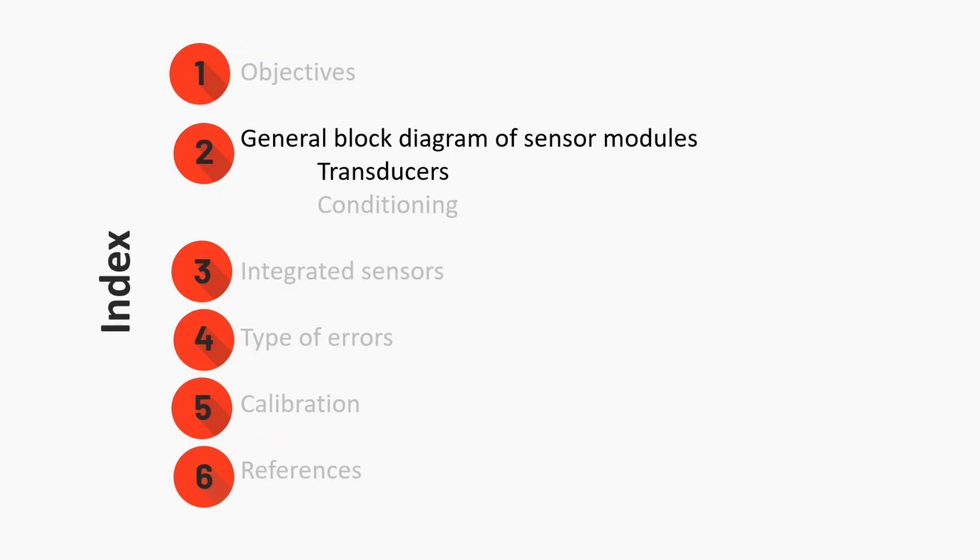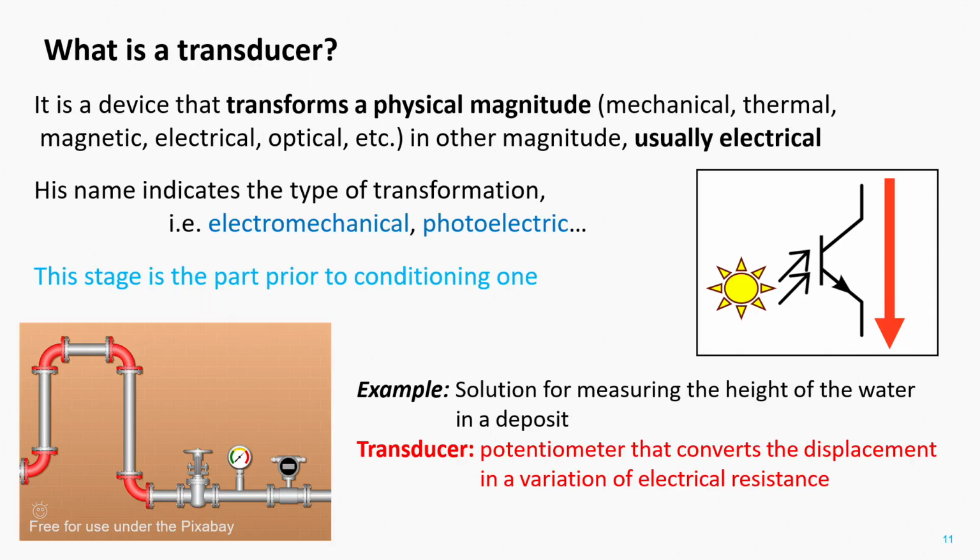Let's now have a deeper view of transducer and conditioning elements in the block diagram of a sensorial system. So what is a transducer? As already mentioned, the transducer is a device that transforms the physical magnitude we want to measure, that is mechanical, thermal, electrical, or whichever, in another one that is normally an electrical magnitude. The name of the transducer will be normally according to the transformation it performs.